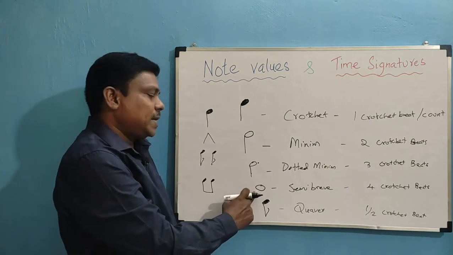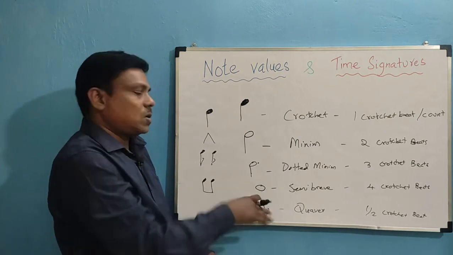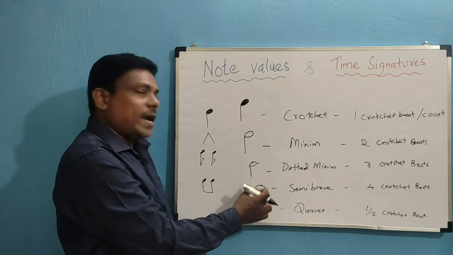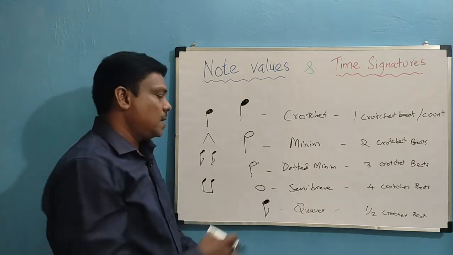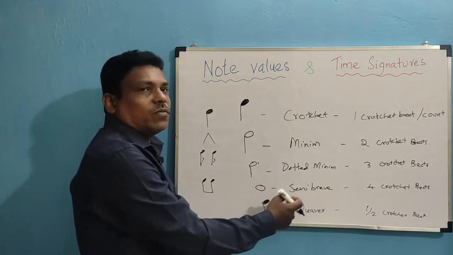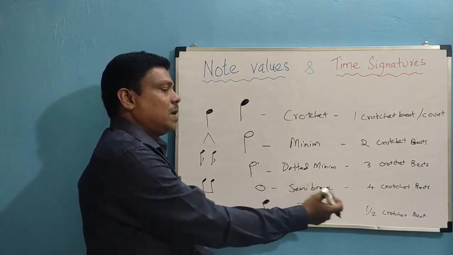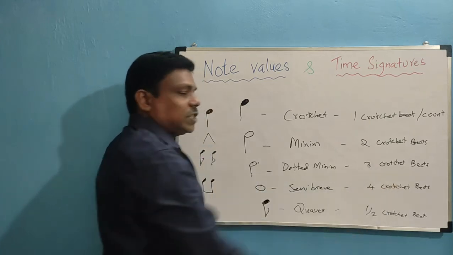This one you can remember easily. There will not be any stem at all. White head without a stem. Just only the note head will be there. That is called semibreve. Symbol's name is semibreve and its value is four crotchet beats.